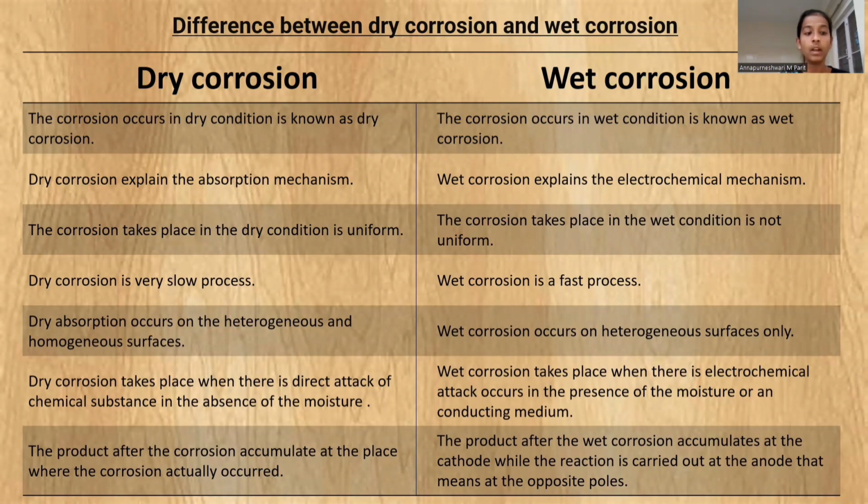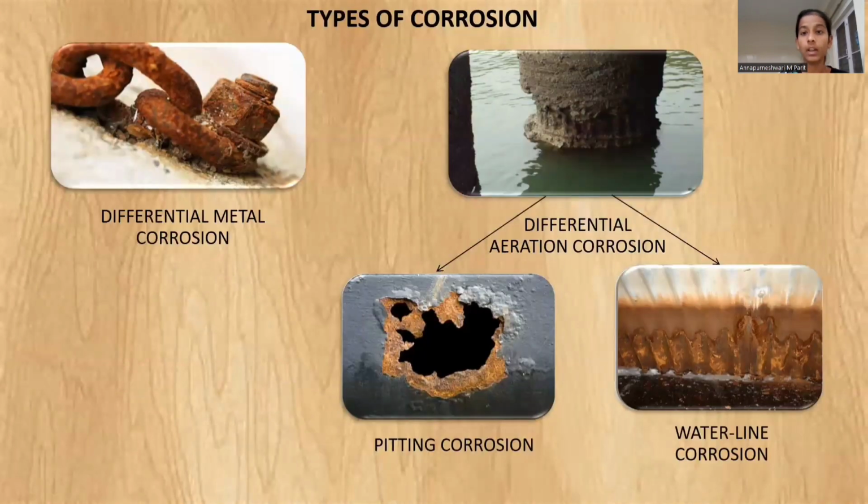Dry corrosion takes place when there is a direct attack of chemical substance in the absence of moisture, whereas wet corrosion takes place when there is an electrochemical attack in the presence of moisture or a conducting medium. The product after dry corrosion accumulates at the place where the corrosion actually occurred, whereas the product after wet corrosion accumulates at the cathode, while the reaction is carried out at the anode, that means at the positive pole.